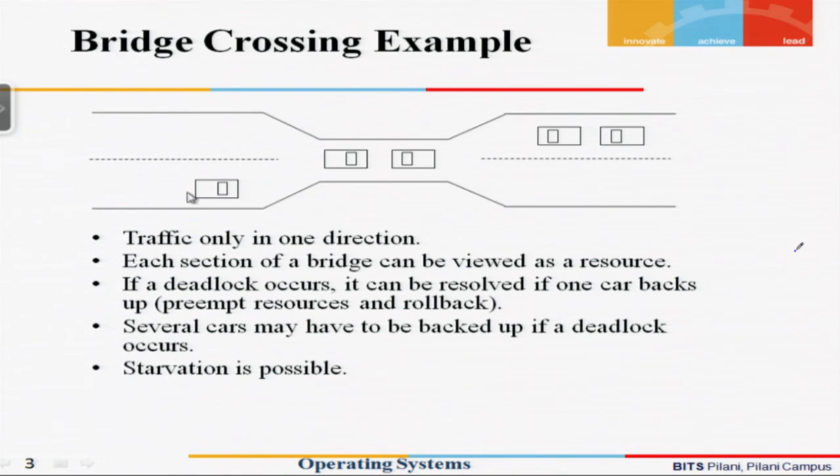Till the time all these vehicles are coming from this side of a bridge, this will never get a chance. So if there is a continuous flow of vehicular traffic from the left hand side, then the right hand side vehicles will never get a chance. So this is what we call starvation.